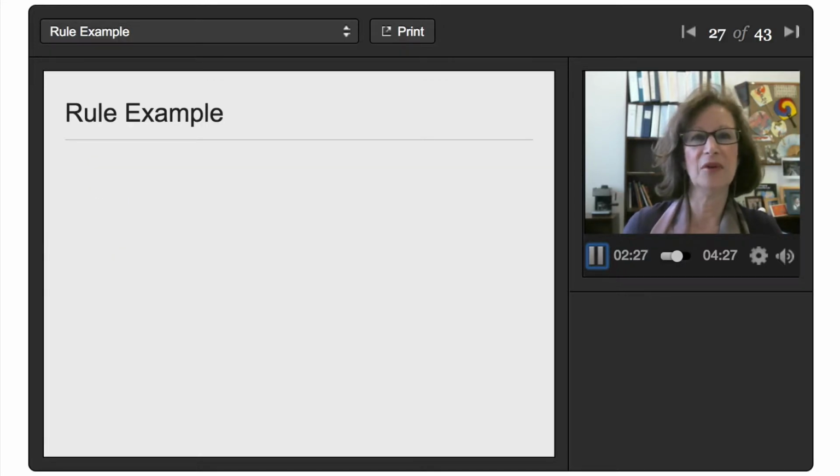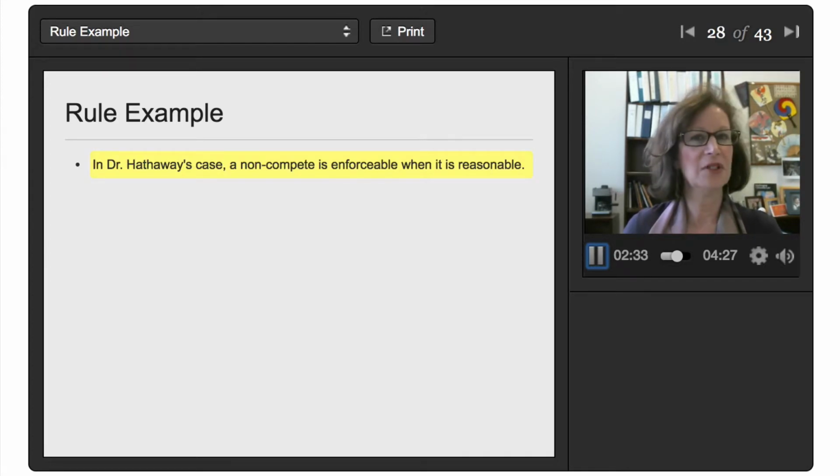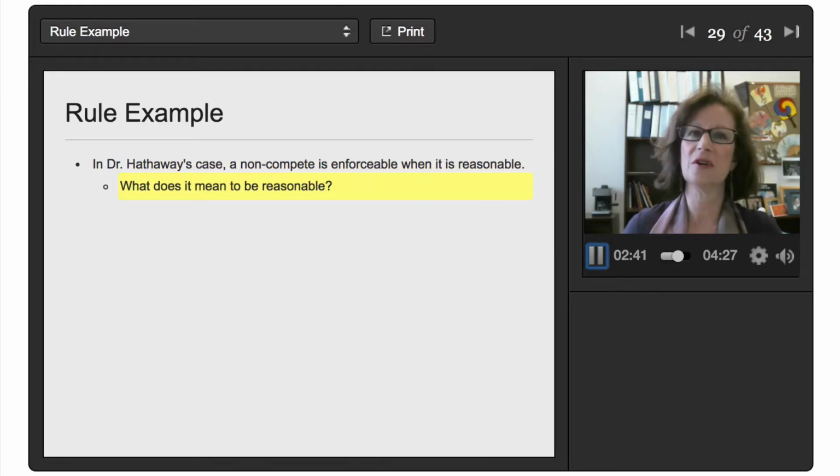So for example, if you were to identify the rule in our case, it would be something like a non-competition covenant is enforceable when it is reasonable. Then you could go on and you could define the rule even further by describing what it means to be reasonable.